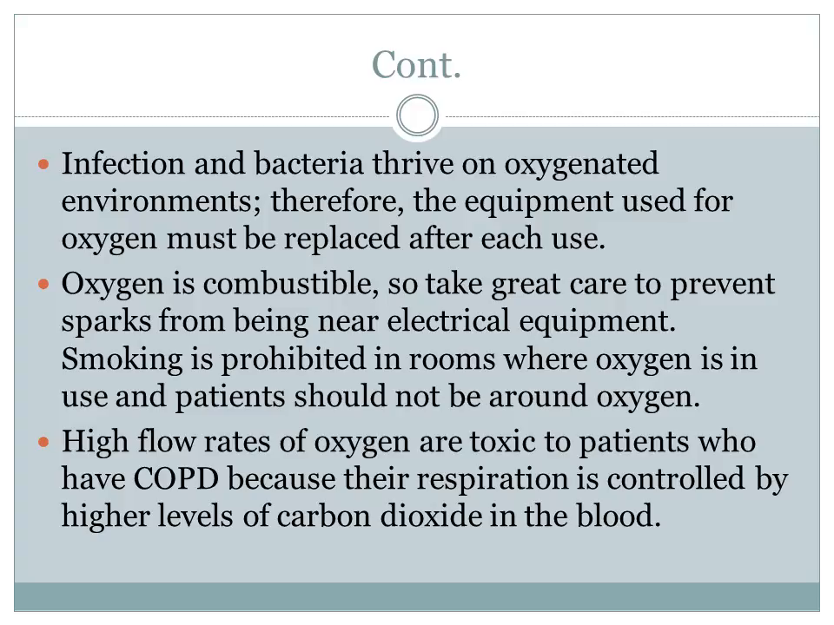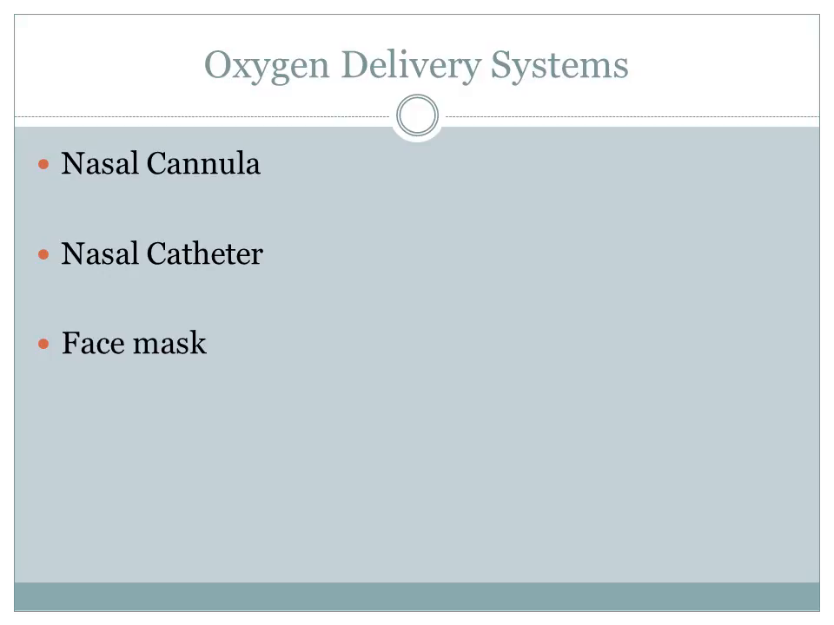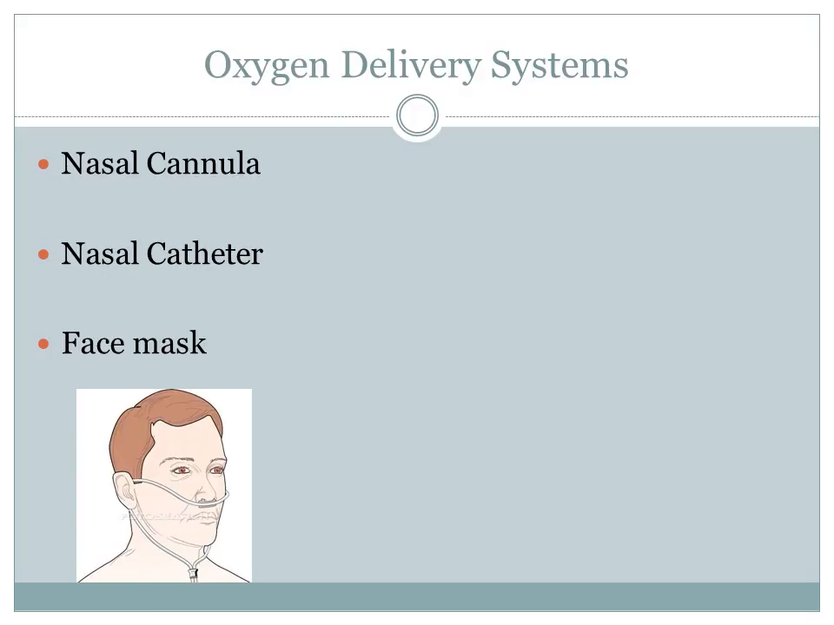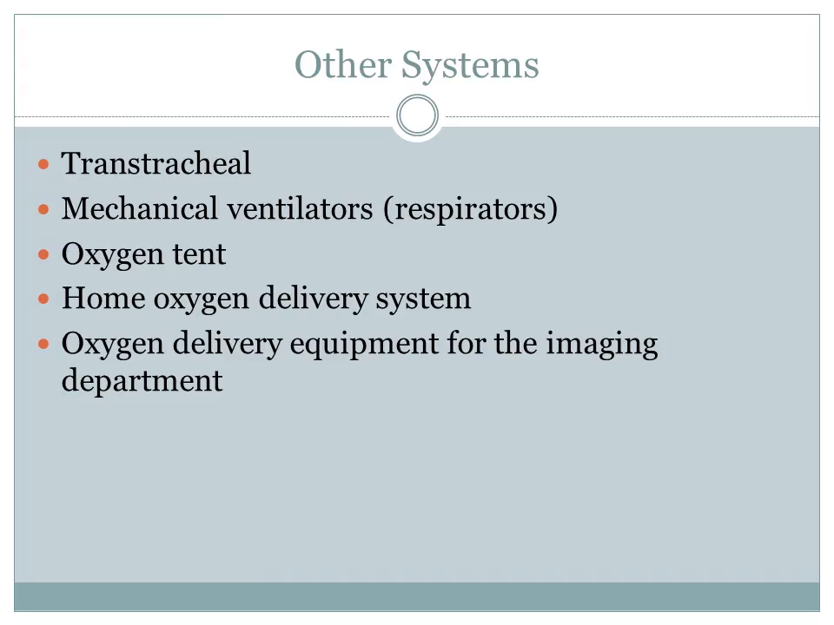High flow rates of oxygen are toxic to patients who have COPD because their respiration is controlled by higher levels of carbon dioxide in the blood. Oxygen delivery systems: the nasal cannula, the nasal catheter, and the face mask. This is an example of the nasal cannula, and this is a face mask.